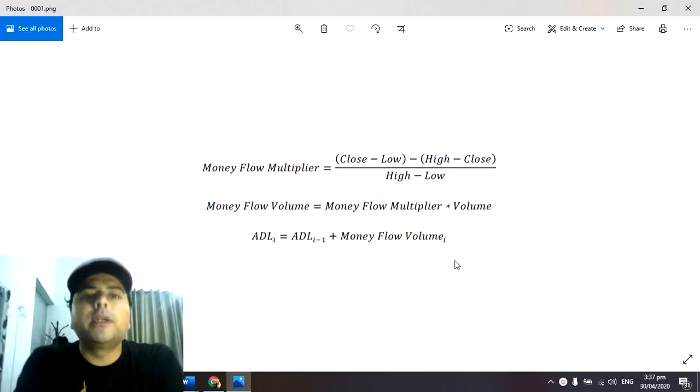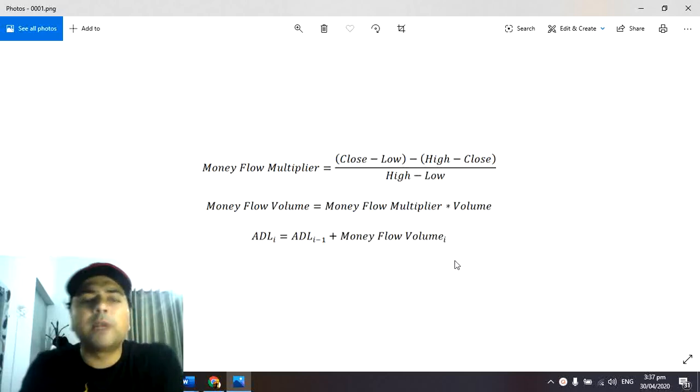Accumulation distribution indicator was developed by Mr. Chaikin. It is a volume-based indicator used to calculate the flow of money into and out of the security. It is a running total of each period's money flow volume. It is used to confirm trends and divergences. There are 3 steps in calculating it.